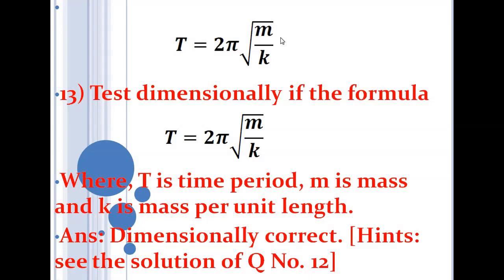Now once again, a similar question. Test dimensionally if the formula T equals 2 pi square root of m by k is correct, where T is the time period, m is the mass, and k is the force per unit length. Once again, go for the left hand side, go for the right hand side, and you will get the dimensions. This correct physical equation is dimensionally correct.